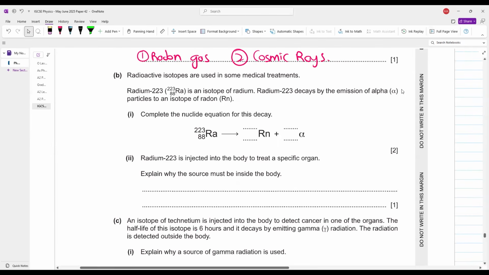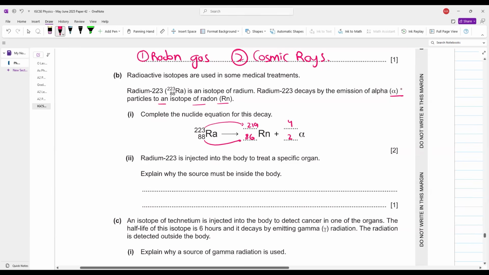Radioactive isotopes are used in some medical treatments. Radium 223 is an isotope of radium. Radium 223 decays by alpha particles to an isotope of radon. Complete the nuclide equation for this decay. Since an alpha particle is emitted, the mass number will decrease by 4. This will become 219. Proton number will decrease by 2. This will become 86. You have an alpha particle, 4 2.